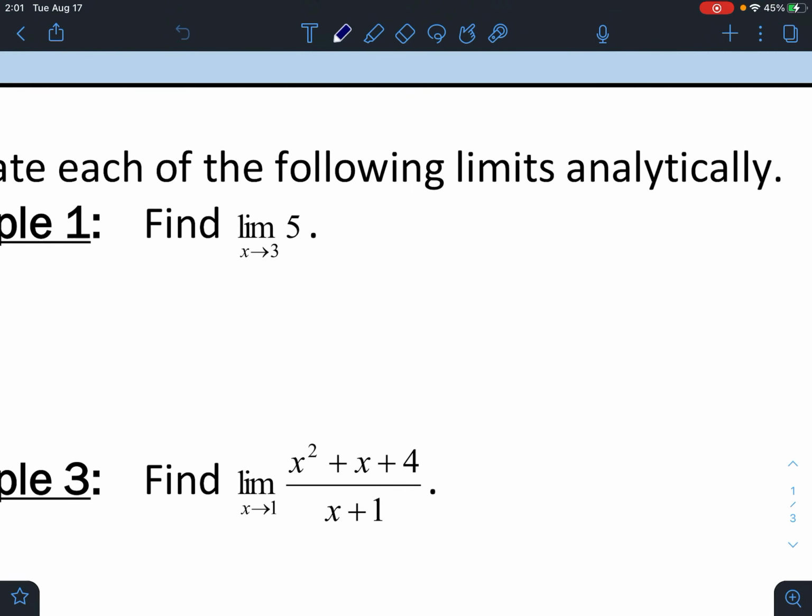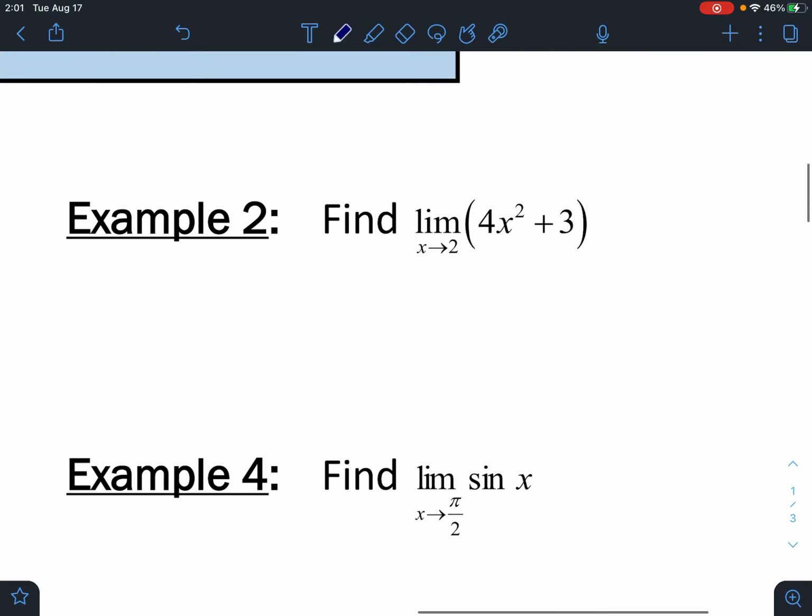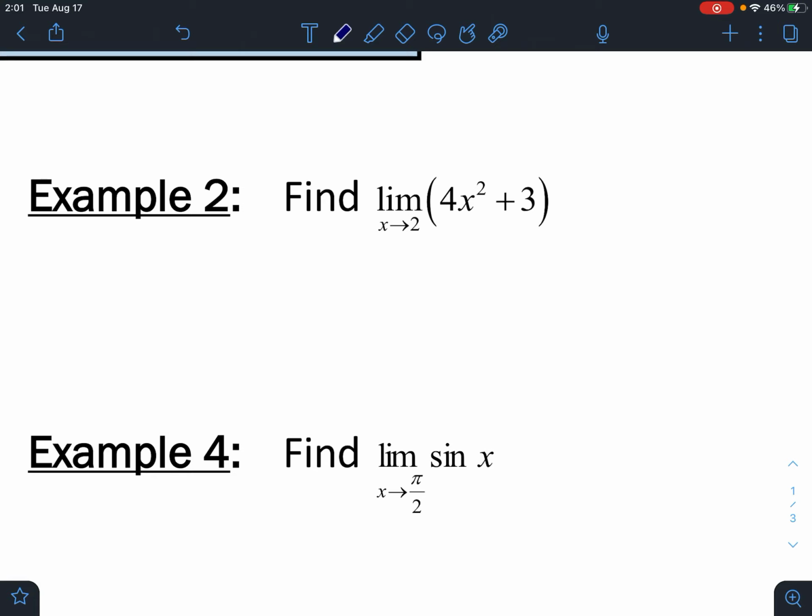The first thing we're going to look at is the limit as x approaches 3 of the number 5. Again, that's just the graph of the line y equals 5. No matter what x we pick, the height of that graph is going to be the same. It's going to be 5. So the limit as x approaches 3 of 5 is 5.